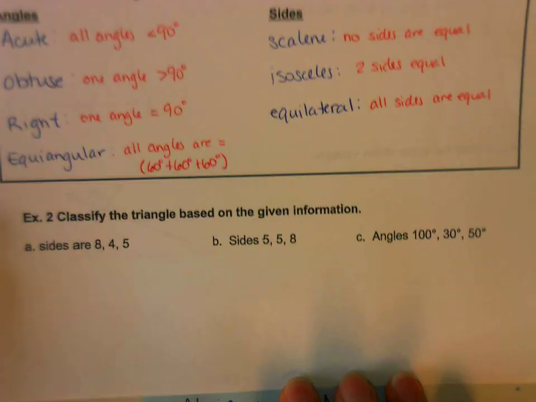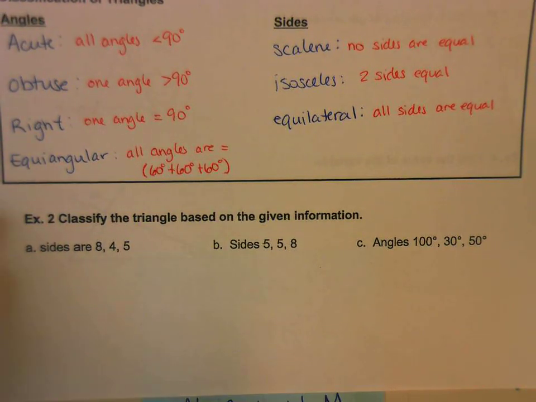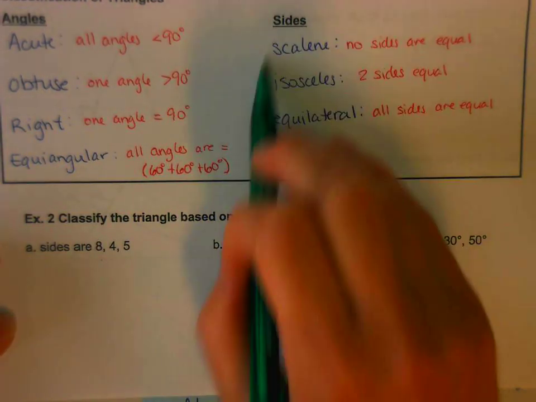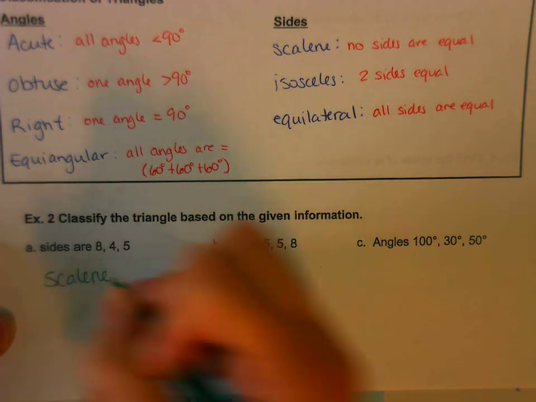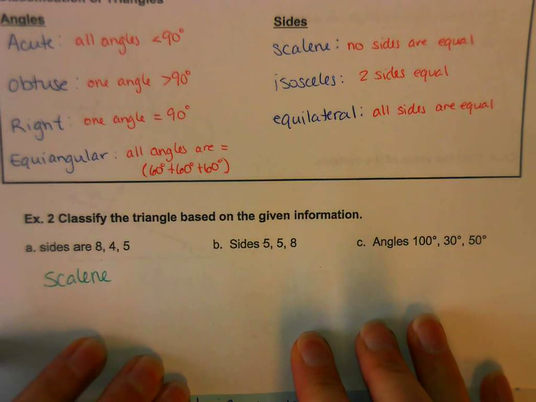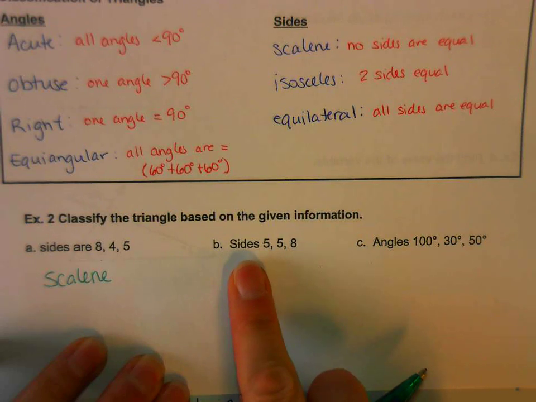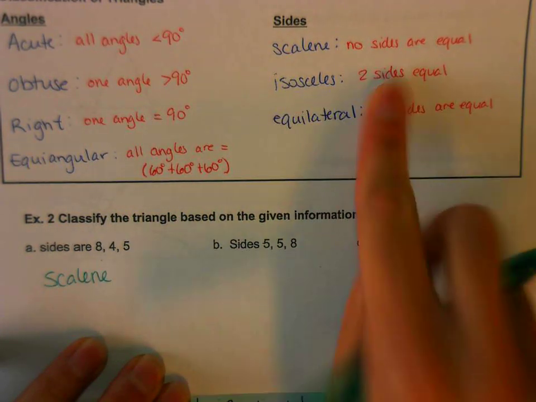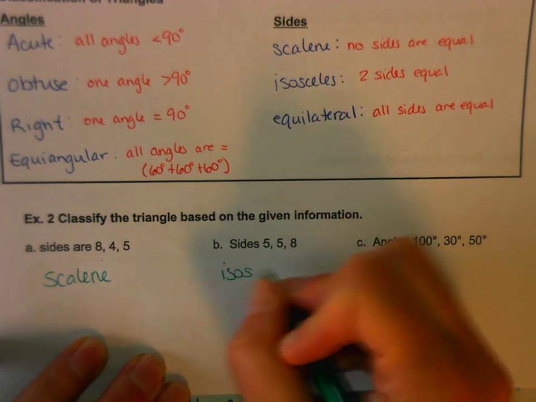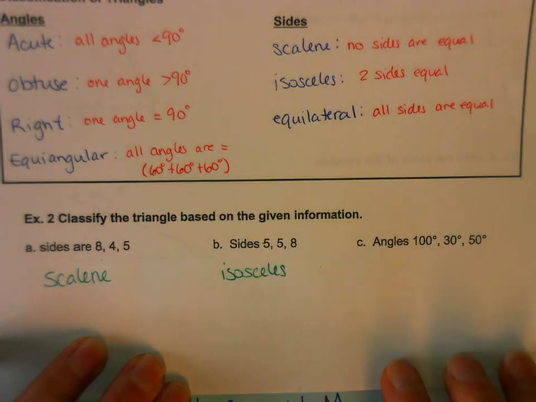So let's look at what's given to us, and we're going to classify the triangle based on what's given. I am given that sides are 8, 4, and 5. So I'm looking at my sides. None of them are the same, so that means I have a scalene triangle. Now I'm given side lengths of 5, 5, and 8. I have two of them that are the same, so that means I am dealing with an isosceles triangle.